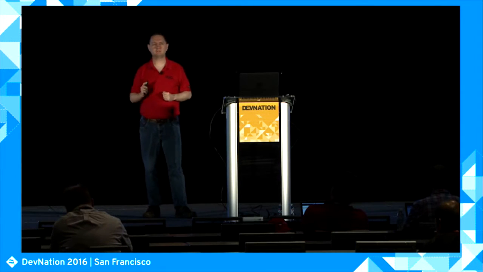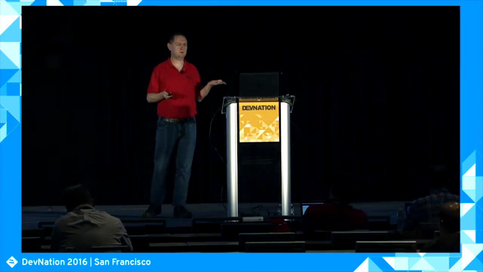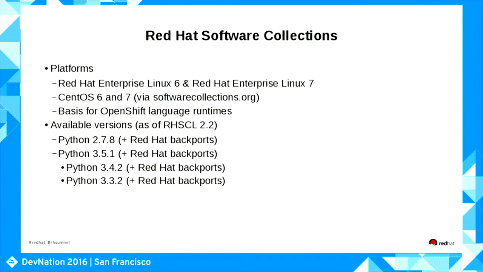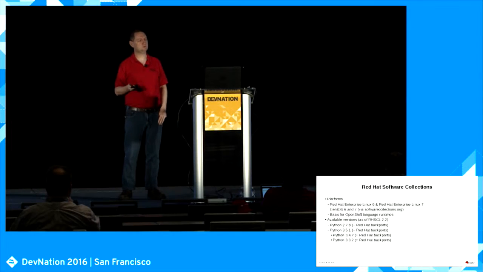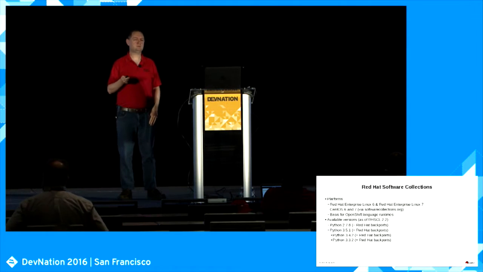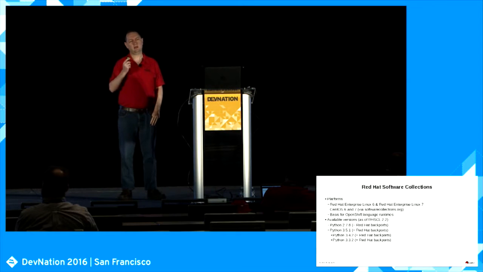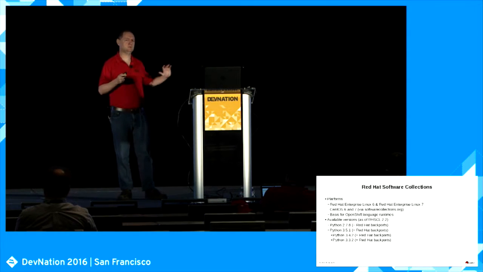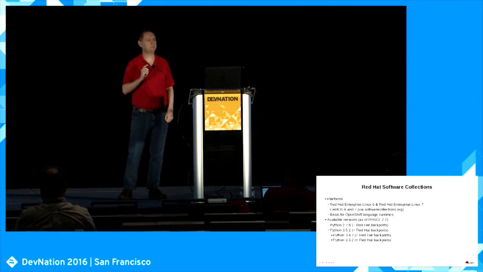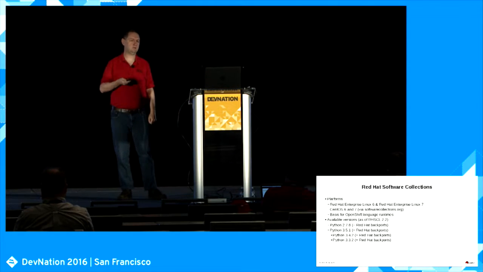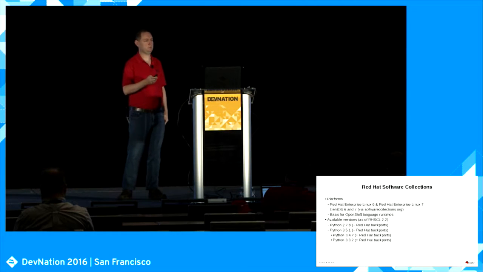And so the versions of the software collections that are available: they're available for Red Hat Enterprise Linux 6 and 7 via the softwarecollections.org upstream. They're also available for CentOS 6 and 7. And as Graham spoke about earlier, they're the basis for the OpenShift language runtimes for Python and for all the other language runtimes as well. As of the latest software collections release, which is 2.2, the base Python 2.7 version is Python 2.7.8. There are some additional Red Hat backports from later Python 2.7 maintenance releases that Red Hat's added on top of that. And then the most recent one is Python 3.5.1, again with some additional Red Hat backports.